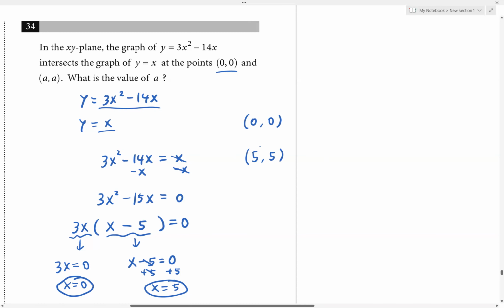And they asked us what the a value is, right? It's a, a. So they're talking about this point, 5, 5. So the a value has to be just 5. Okay, a value is equal to 5. So that will be our final answer for this question.